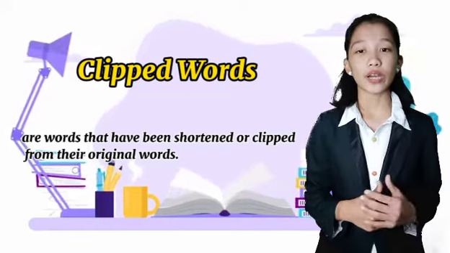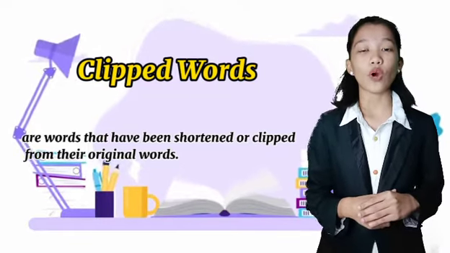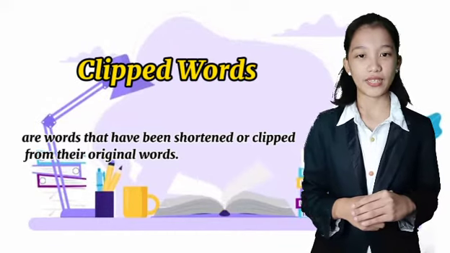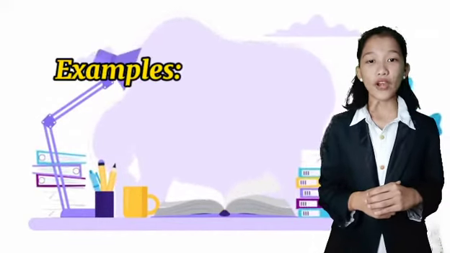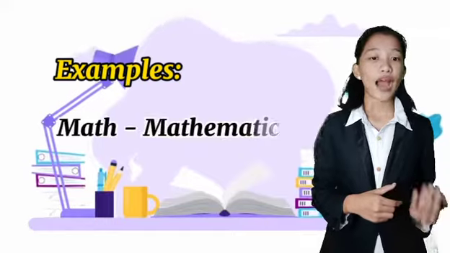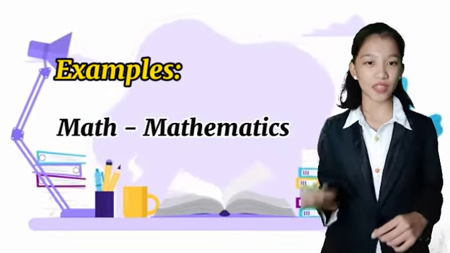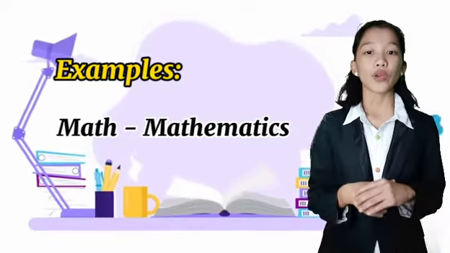Clipping is a word formed by dropping one or more syllables from a longer word or phrase. For example, math is the clip word and the original word is mathematics. We call the omission of a word part clipping. Clip words have indeed shorter forms, but mind you that they do not change their meaning at all.